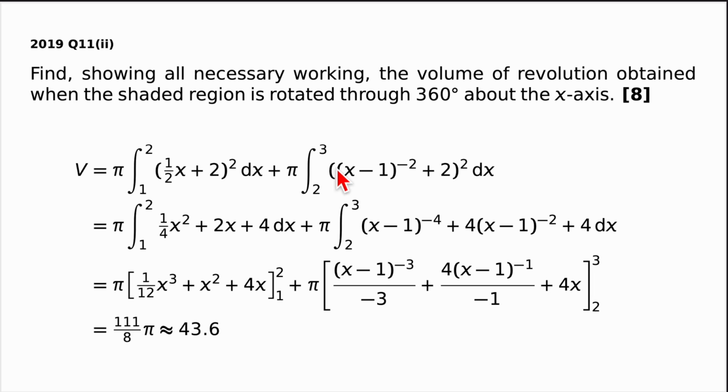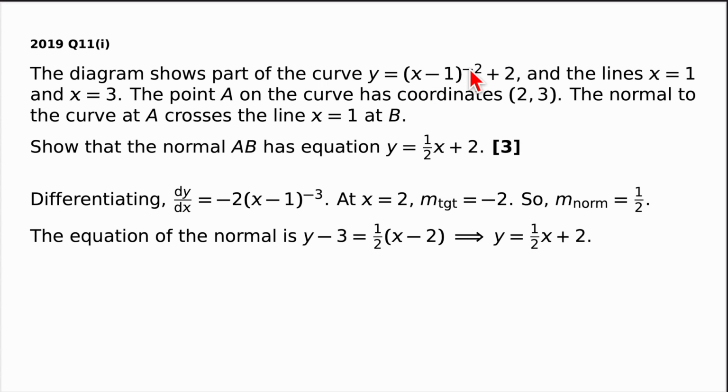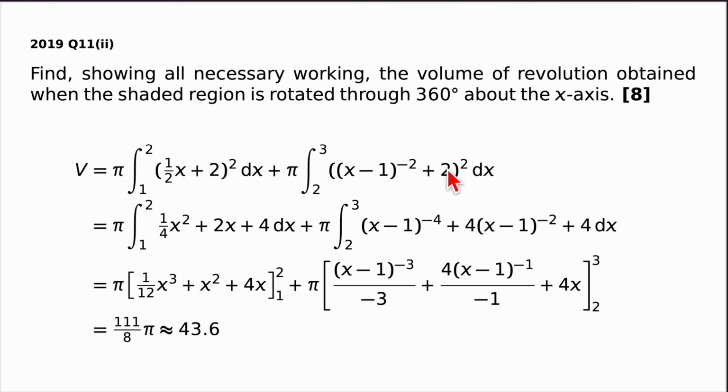And then for the curved part, we have the y value coming from here. Okay, so that's going to be its radius squared times by pi, and we're integrating between x equals 2 and x equals 3. What we need to do is we have something squared, so we need to expand it out using FOIL.